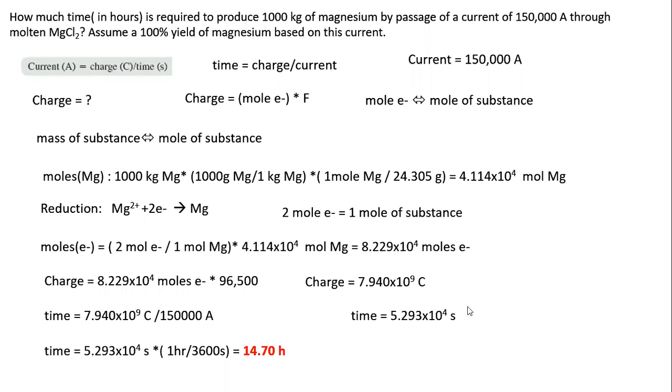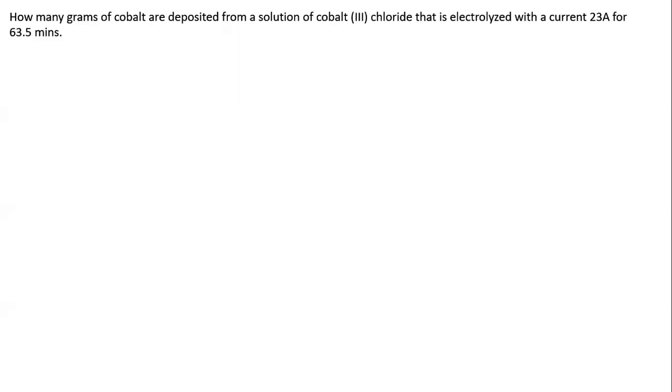So again, this is one type of electrolysis problem, when we're given the amount of metal produced and we want to know the time. Another way you can have an electrolysis problem is when we're looking at how much mass of metal is produced when we apply a current for a certain amount of time. Here we want to know how many grams of cobalt are deposited from a solution of cobalt-3 chloride that is electrolyzed with a current of 23 amps for 63.5 minutes.